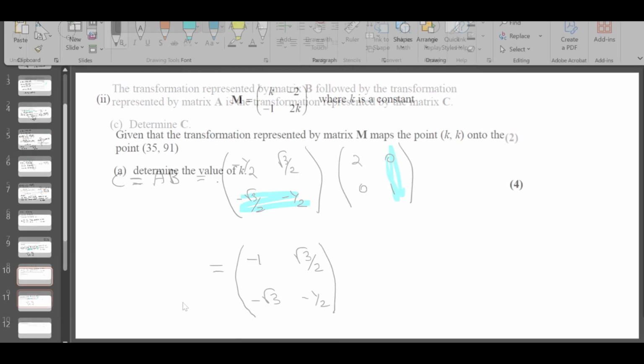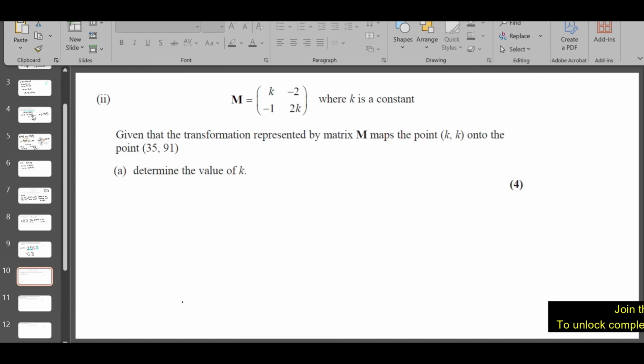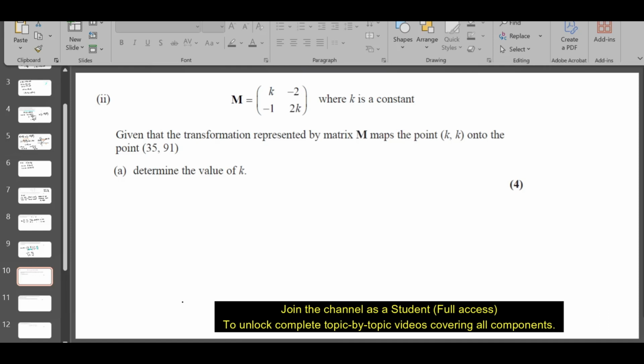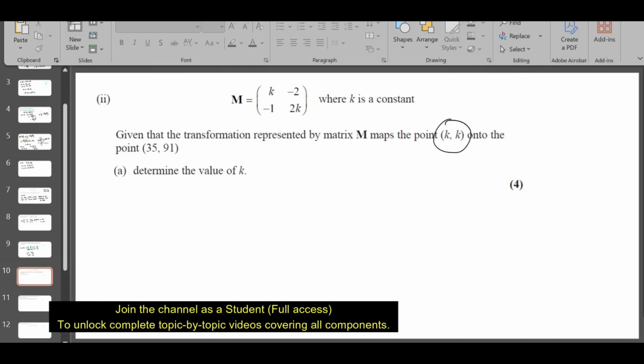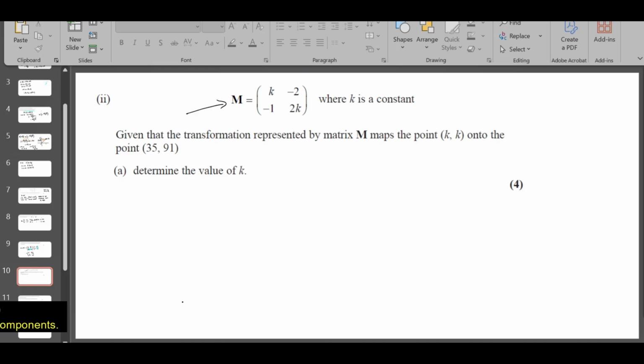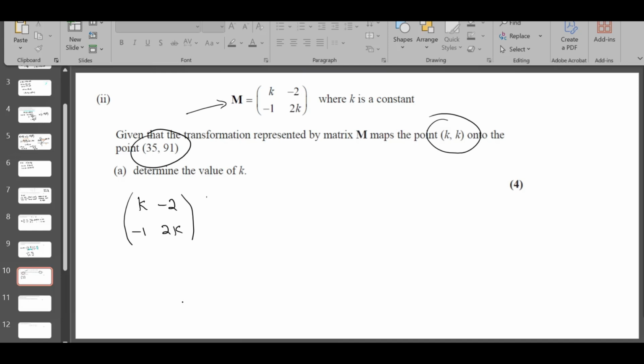So now part (ii). M is equal to k, minus 2, minus 1, 2k, where k is a constant. Given that the transformation represented by matrix M maps the point k comma k onto the point 35 comma 91. If this matrix maps a point to another point, you can frame this equation: k, minus 2, minus 1, 2k, that's the transformation, multiplied by the point is equal to the transformed point. And apply matrix multiplication here.